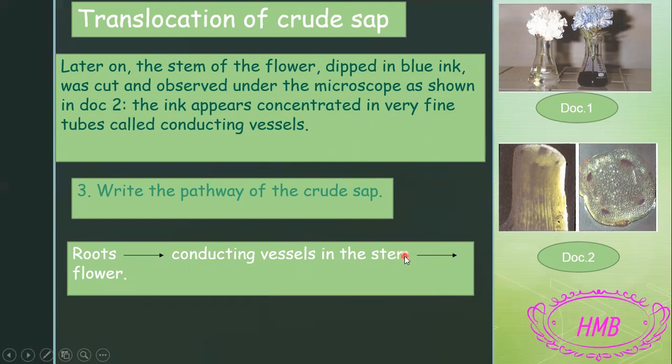Of course, here we are talking in general. In this experiment we don't have any roots, we have only the stem and we immersed it in the liquid. This is what the experiment told us. In this question, I talked in general about the pathway of the crude sap from where to where, starting from the roots to the stem and then to the flower.